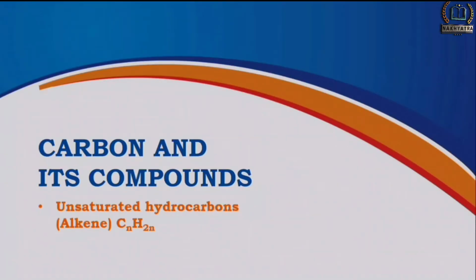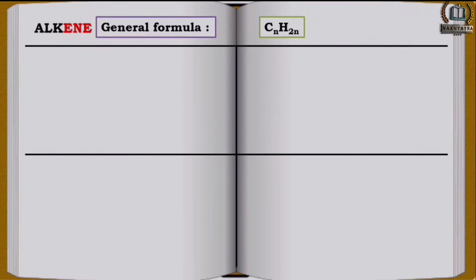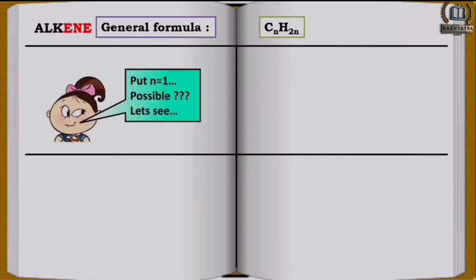Next we will study the unsaturated hydrocarbons, that is alkene, and the general formula is CnH2n. Okay, let's see. Alkene. So the suffix 'ene' means that it has a double bond. So the carbon atoms are linked by double bonds. The general formula is CnH2n. Now put n equal to 1, 2, 3 like that. Is it possible? Okay, let's see.